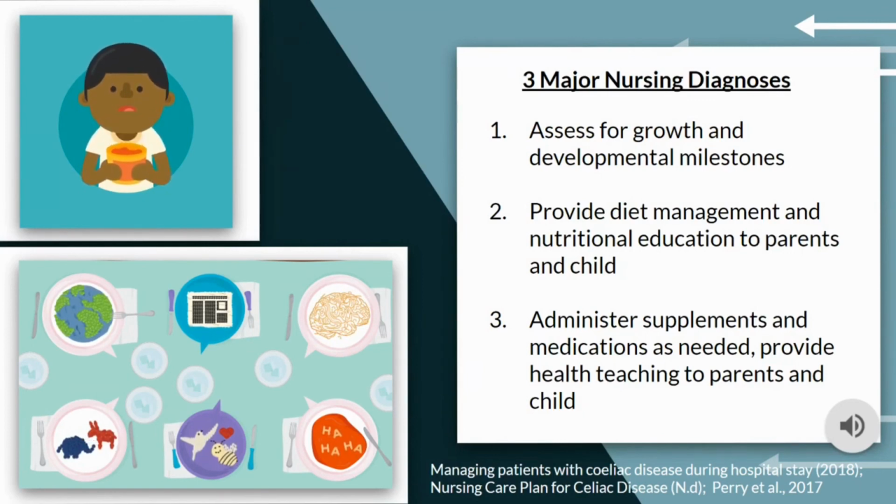Due to the malabsorption of macronutrients and micronutrients in the small intestine, the child may require supplements to keep up with their adequate daily intake. These supplements include oral iron, vitamin D, calcium, and multivitamin. This can aid in the nutrient deficiency and growth of the child.